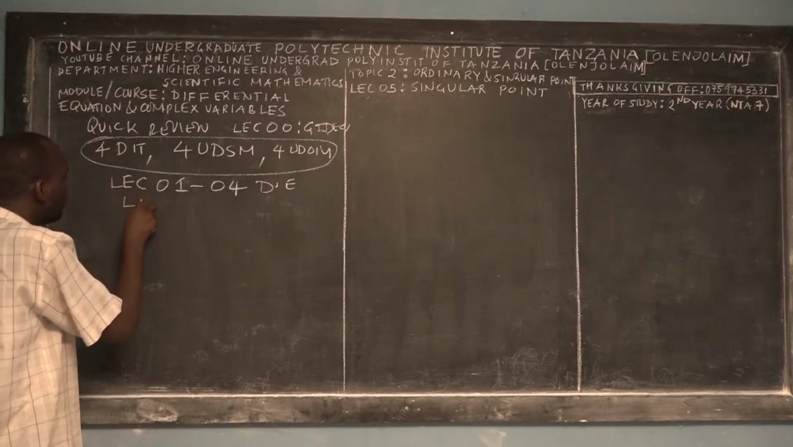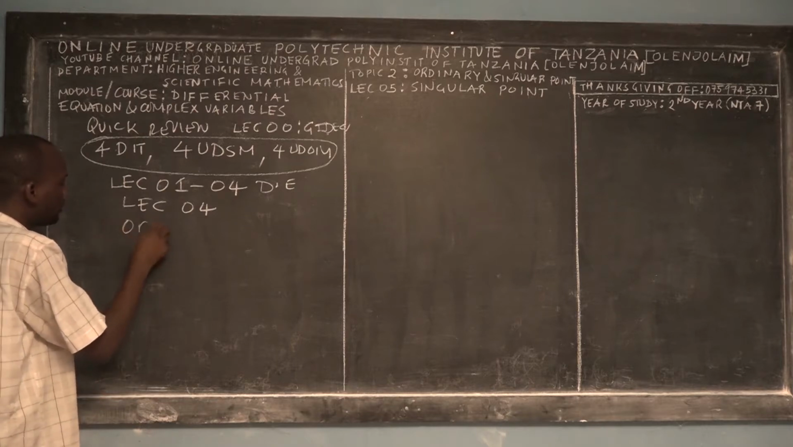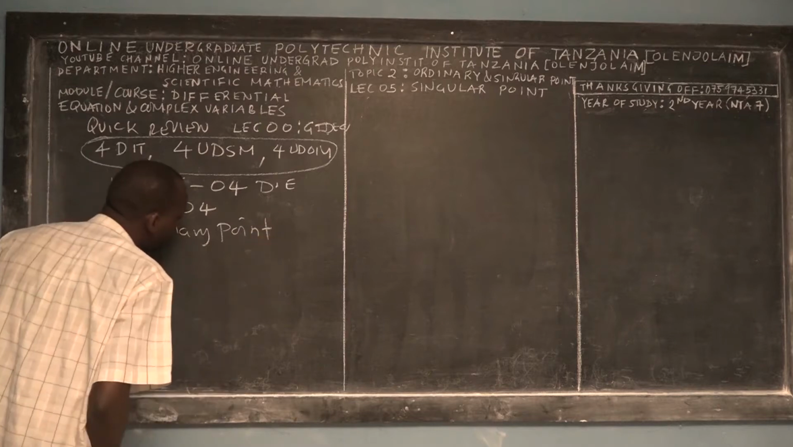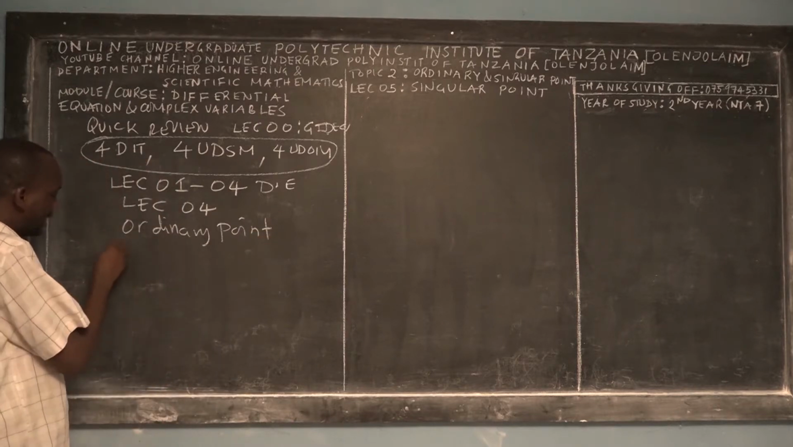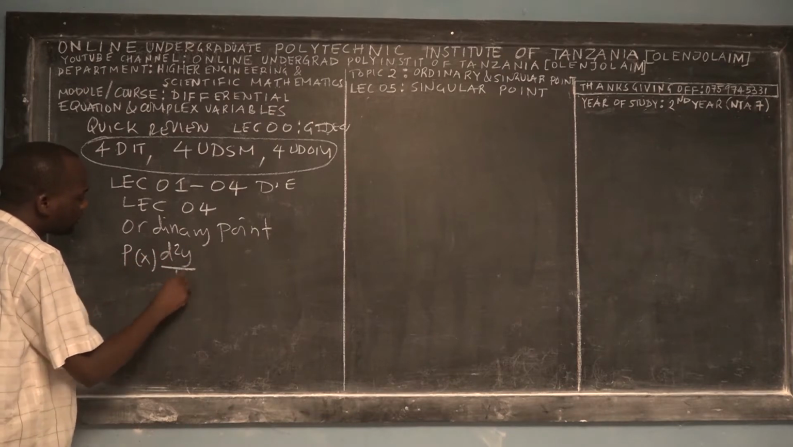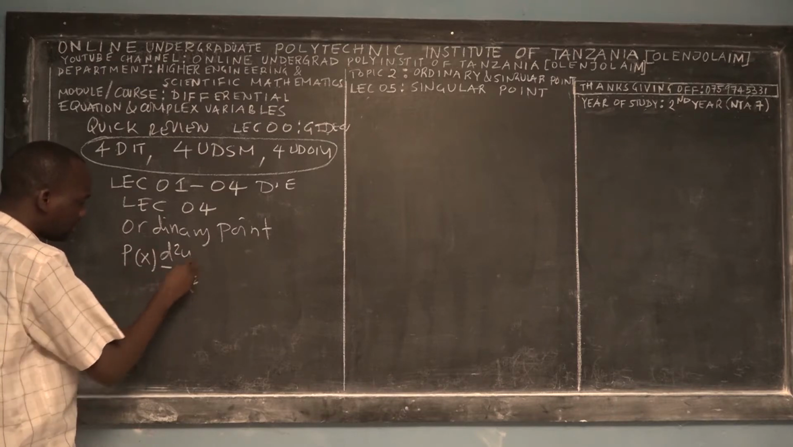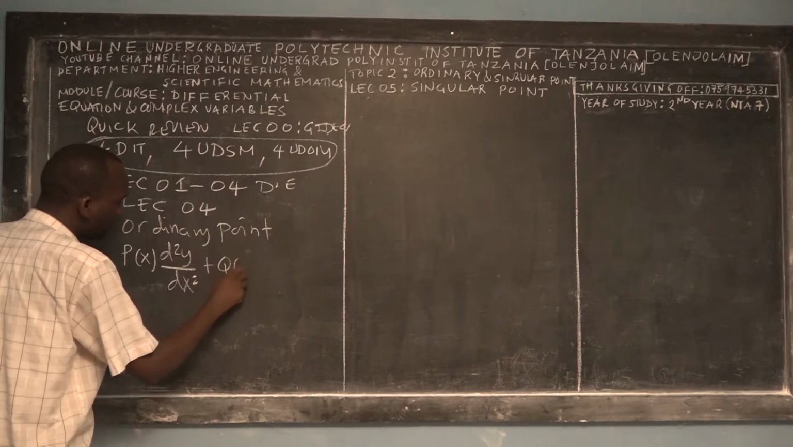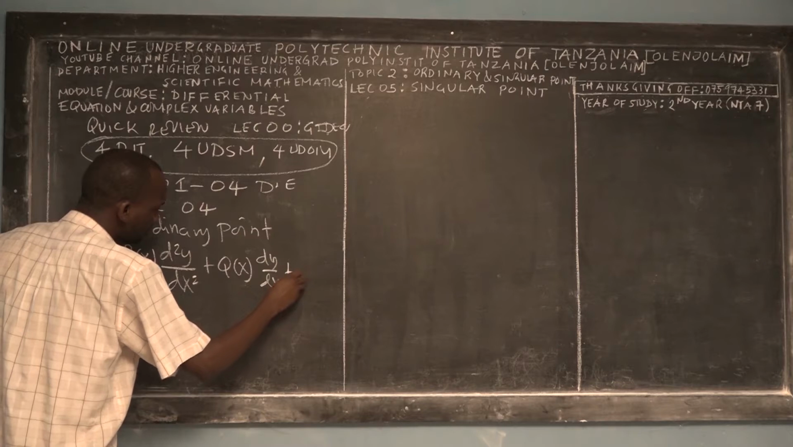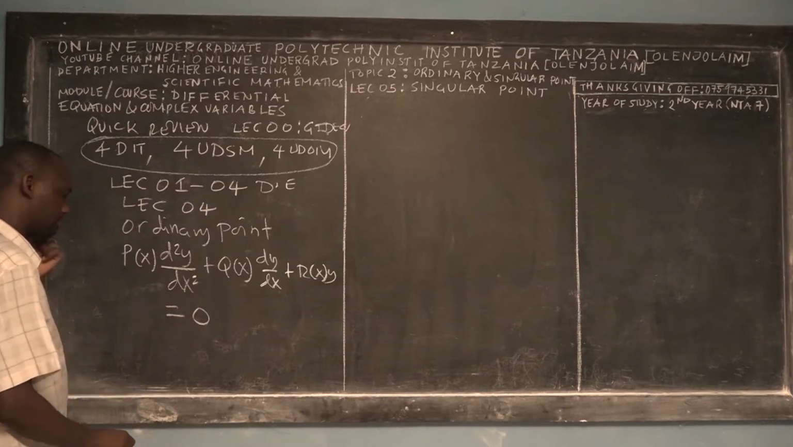So let me do a quick review of what I taught you in lecture 4. In lecture 4, I taught you a concept that we call the ordinary point, because I want to link lecture 4 with lecture 5. So, the ordinary point: first of all, we are dealing with a second order differential equation which has variable coefficients, which are functions. So P of x times the second derivative, plus Q of x times dy/dx, plus R of x times y is equal to 0, right?